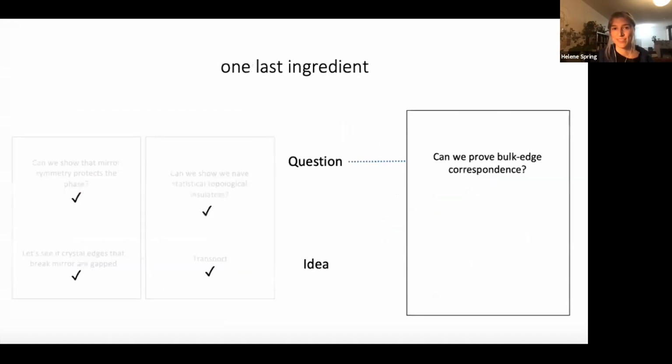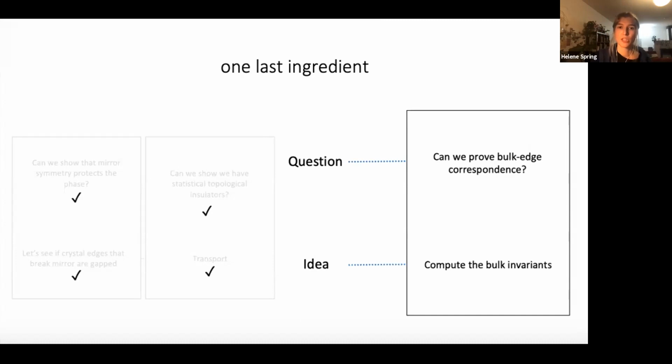To make sure that we understand our systems, we can look at the properties of the bulk. This is so we can make sure that the topological properties of the bulk are responsible for the edge behavior, a concept called bulk edge correspondence. Without it, we cannot really claim to say that what is happening at the edge is the result of something that we understand in the bulk.